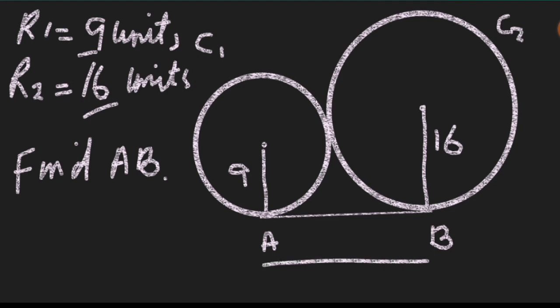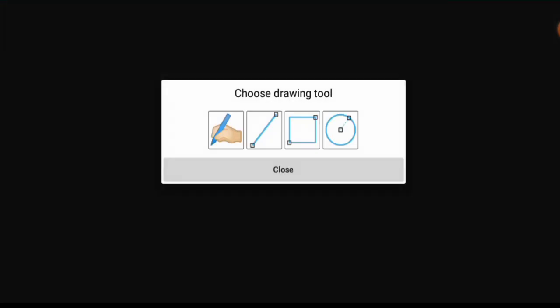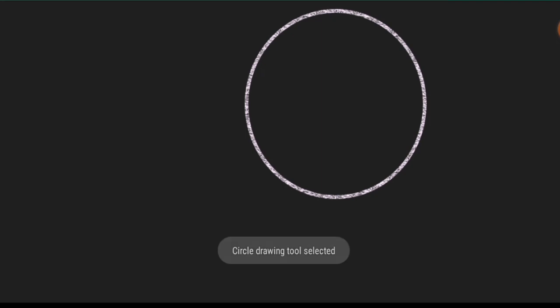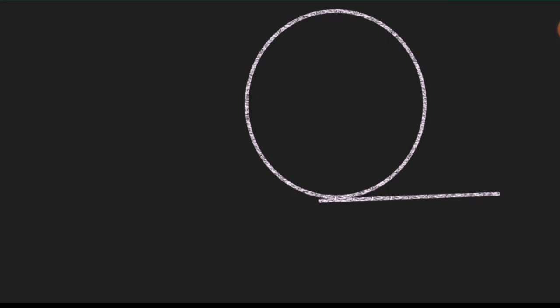How to find this? Before coming to the solution, let me introduce you to a theorem of circles, which states that if we have a circle which has a tangent, suppose this circle and it has a tangent AB, AB is its tangent, and it's touching the circle at one point.